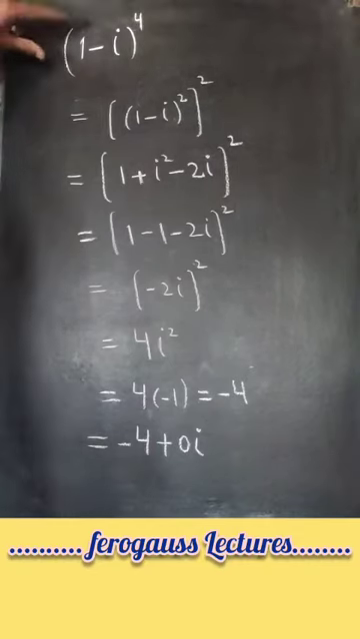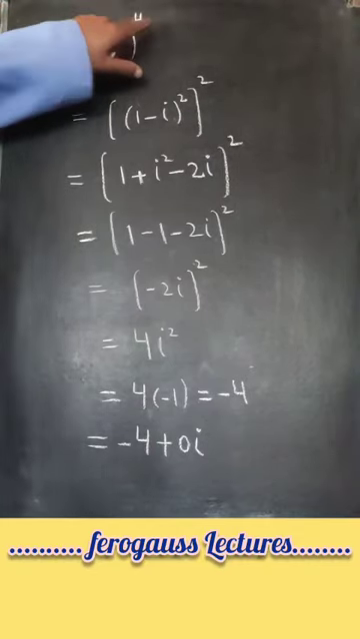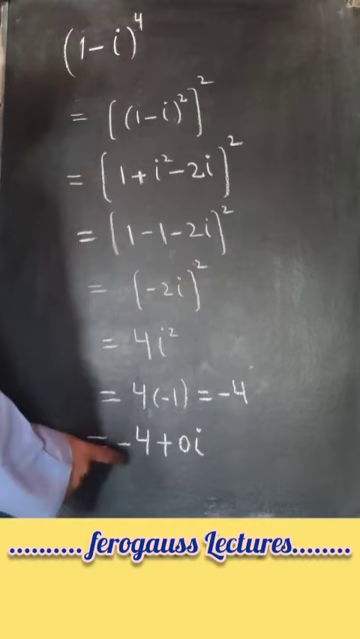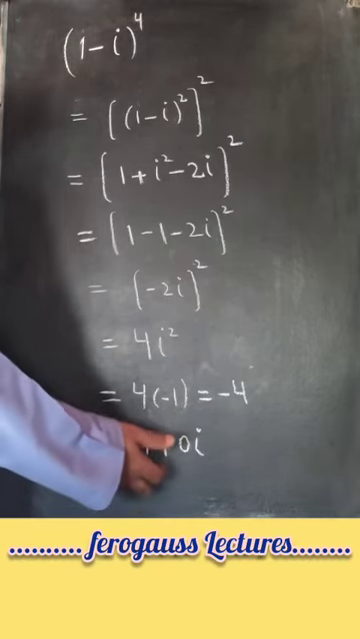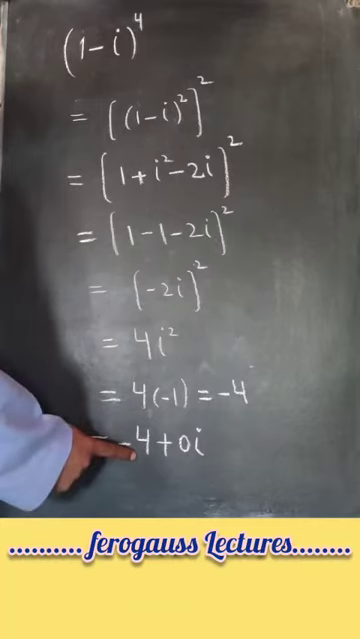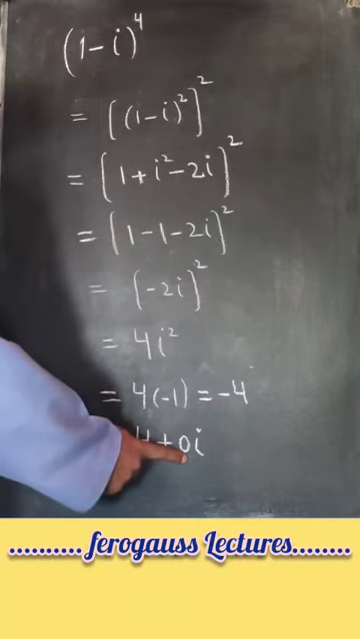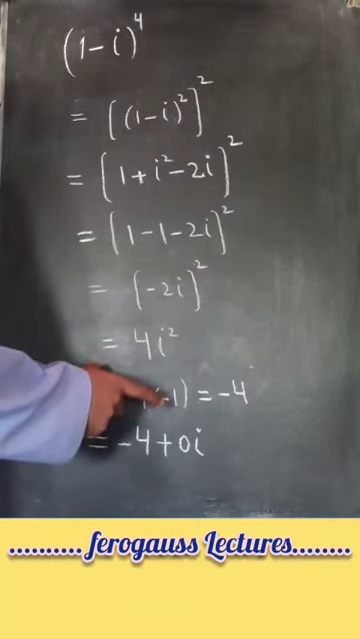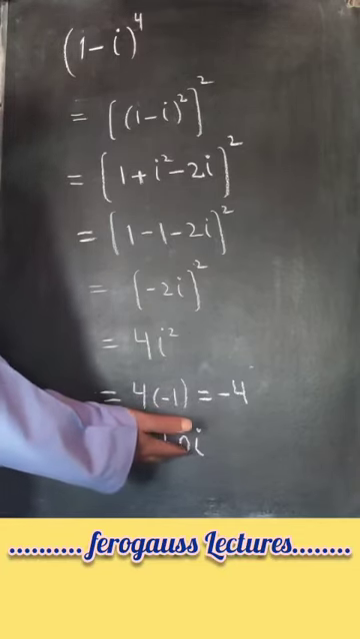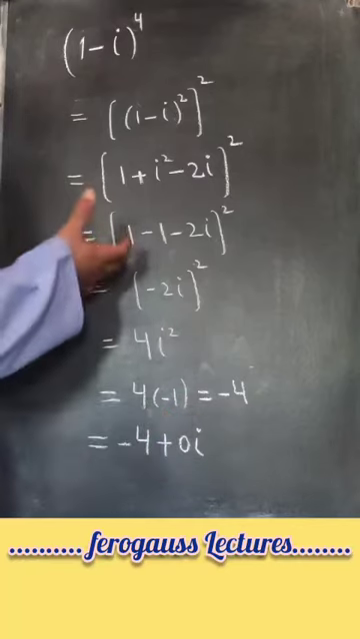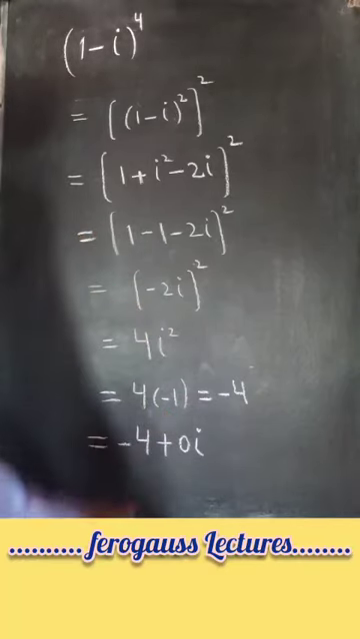Thus we write 1 minus iota raised to power 4 in the form of a plus b iota, where a is equal to minus 4 and b is equal to 0. In this complex number, imaginary part is 0, so this is purely real.